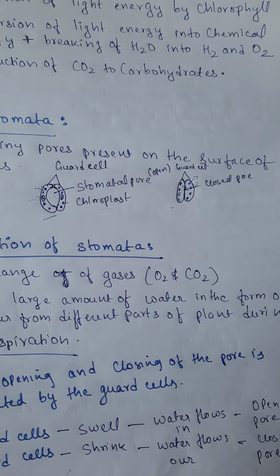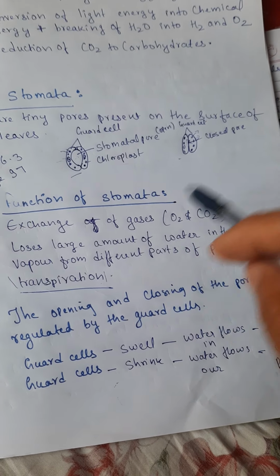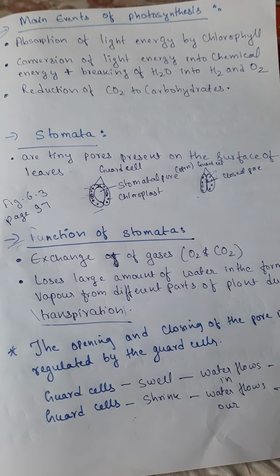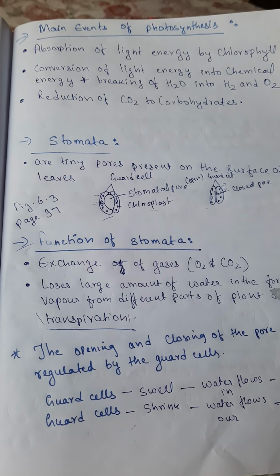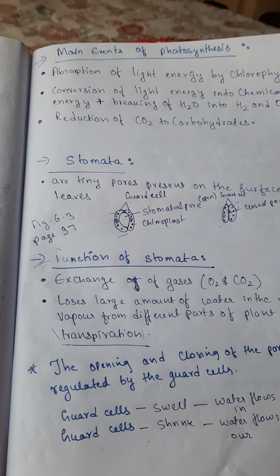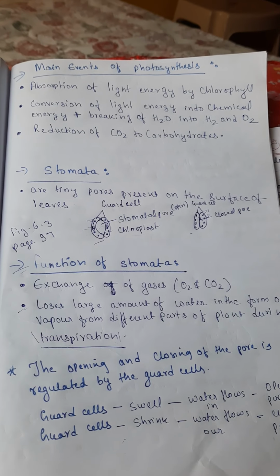Now, function of stomata. What is the role of stomata? You all know that firstly it is the exchange of gases, that is, it helps in exchanging the gases through the stomatal pore. Carbon dioxide gets inside the plant and oxygen is released to the environment. And next is transpiration. You all have learned about transpiration in class 9 also. Transpiration is a process where excess water is lost by the plants from its aerial parts in the form of water vapor. This is called transpiration.